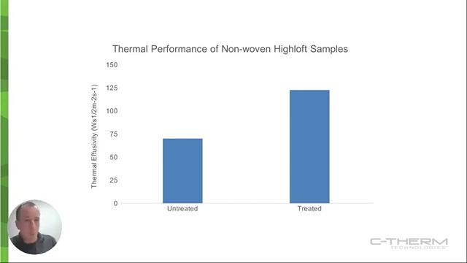So the untreated sample came in with an effusivity of around 75, which is actually quite a warm feel, as you'll start to be able to relate to as we present some of the further results. But with that applied coating, there was a significant enhancement, almost doubling the effective feeling of coolness of the material, increasing it to over 125 units of effusivity.